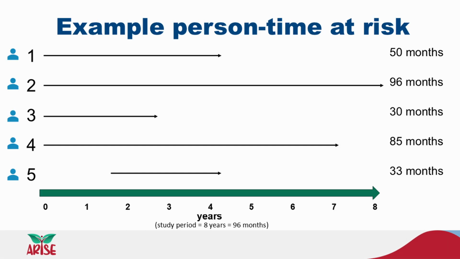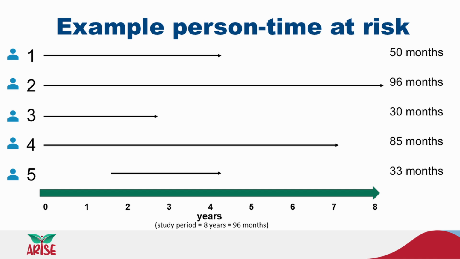Let's look at an example. In this study, we have 5 participants who were followed over 8 years, which is 96 months. Let's look at the person time for each subject. For subject 1, person time stops in year 5 with their death. Their person time is 50 months. Subject 2 is present throughout the whole study. Their person time is 96 months.